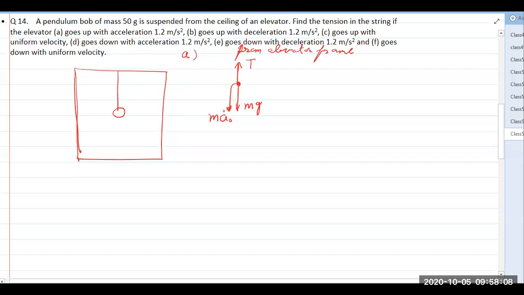So all these three forces will be balanced. We can write T upward equal to mg plus m a naught downward, because the lift is going upward, so we have written downward pseudo force. This is the pseudo force.